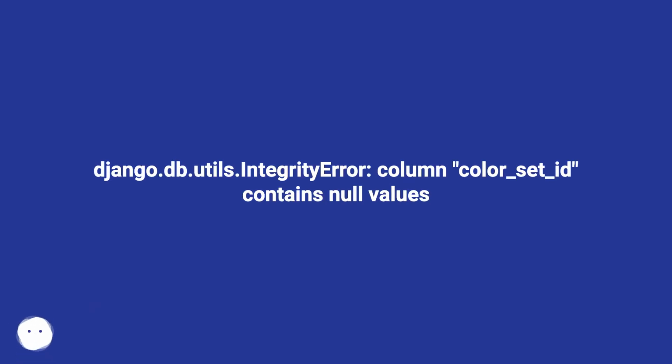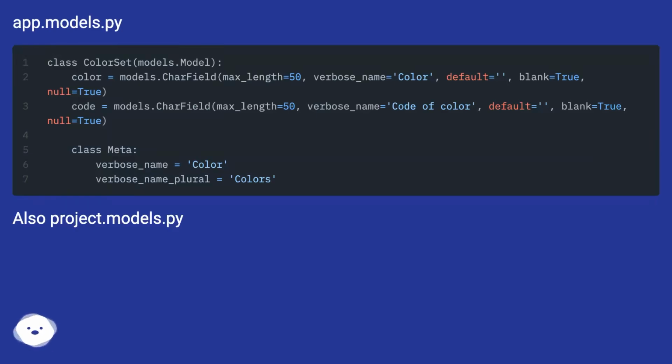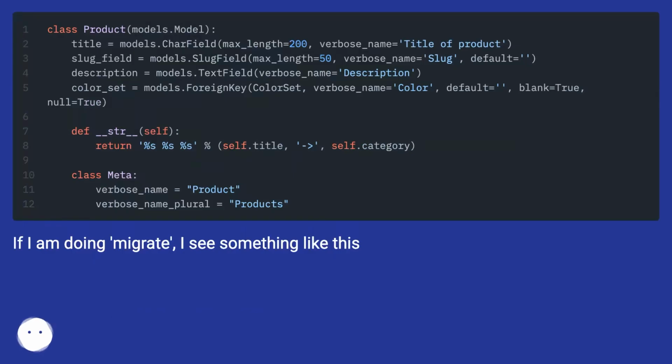django.db.utils.IntegrityError: column color_set_id contains null values. app.models.py. Also project.models.py. If I am doing a migrate, I see something like this.